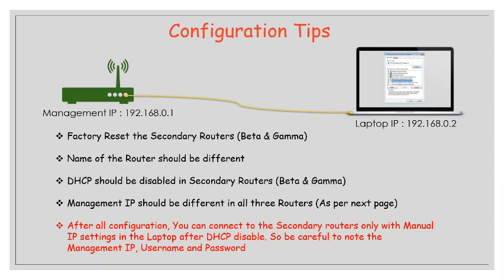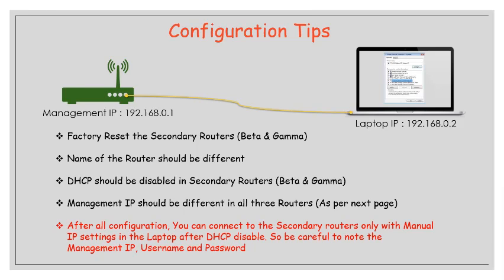Here are some of the configuration tips which I am going to discuss. Firstly, factory reset these secondary routers. If you are using an old router, just see behind the router, there will be a small pin. You just have to press it for 10 seconds and the router will be factory reset and come to its default state. You can use the default IP, username and password to log into those secondary routers.